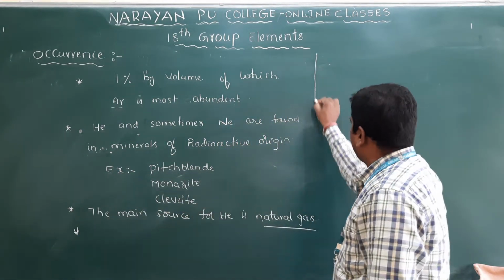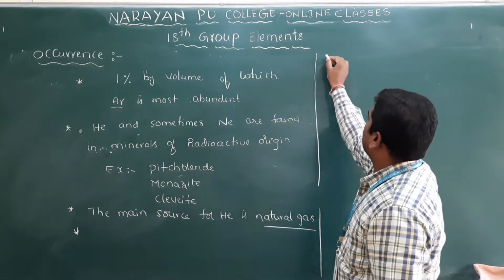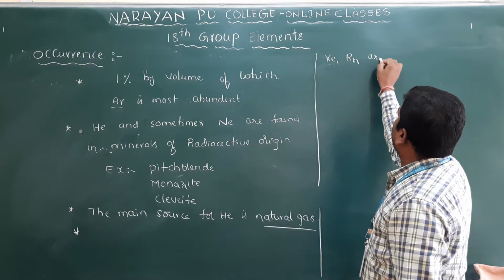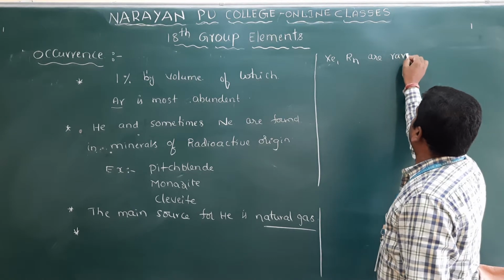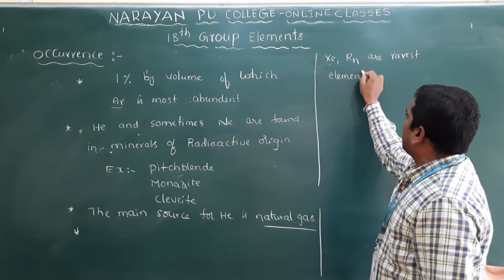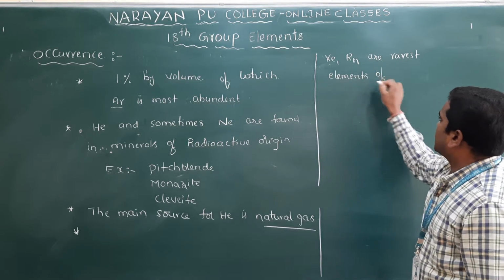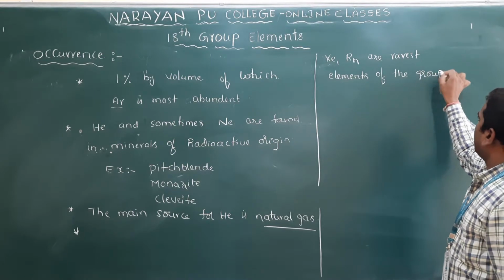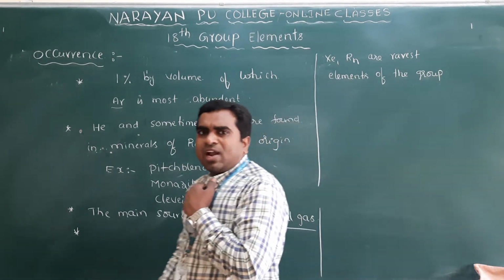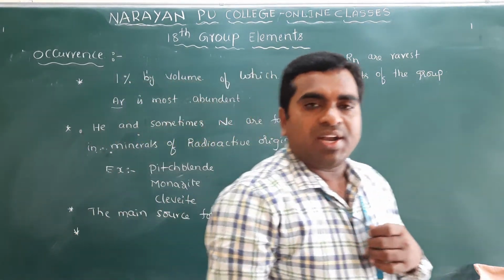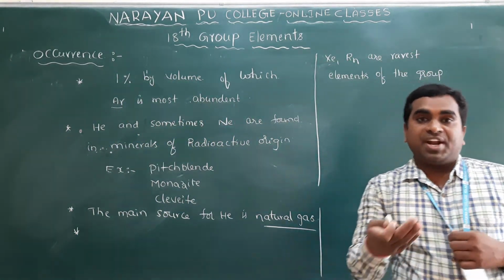And the next one is xenon and radon. These are the rarest elements of this group. Clear? So which ones here? Xenon and radon are the rarest elements of the group. But here radon is obtained as the decay product of radium.